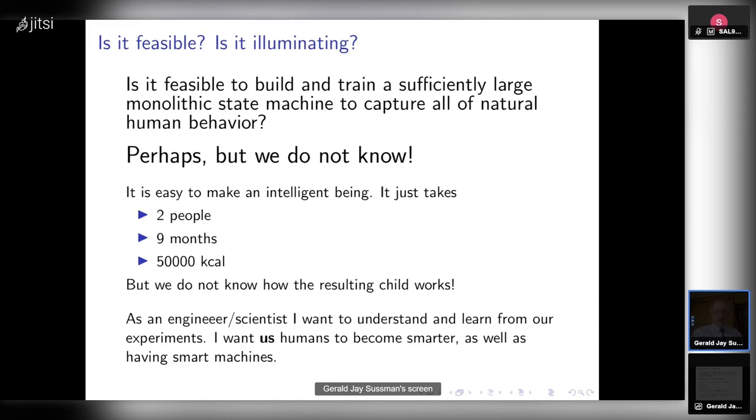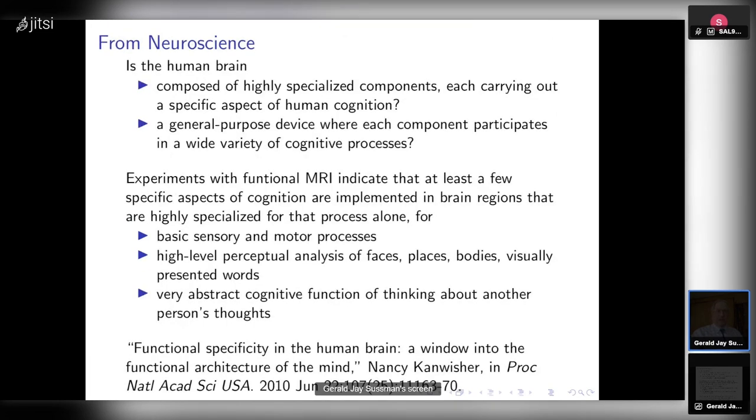And maybe we can learn something from the biology. Well, there's a fundamental question. Is the human brain composed of highly specialized components, each carrying out a specific aspect of human cognition? Or is it a general purpose device where each component participates in a large variety of cognitive processes? Now, that's already a weird dichotomy. It may not be that either of those is quite true. It might be that both of them are true.